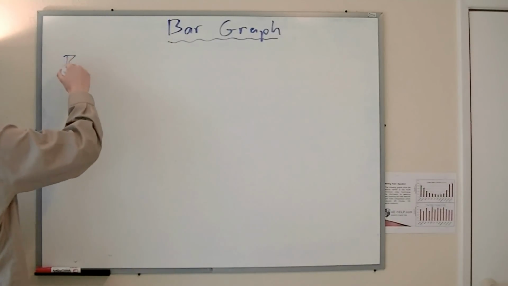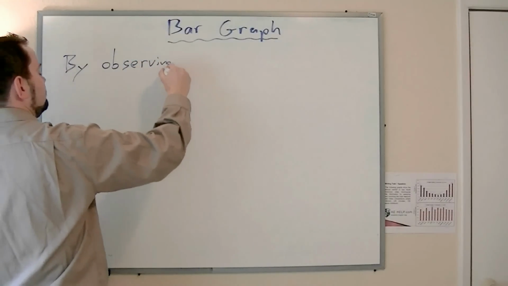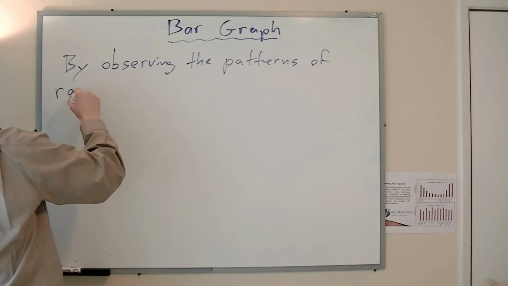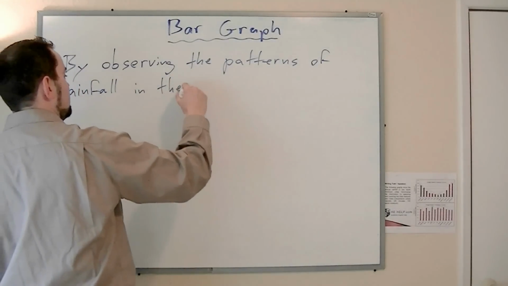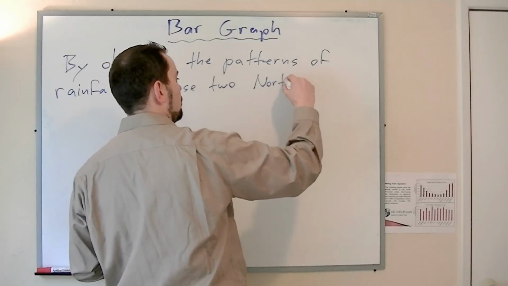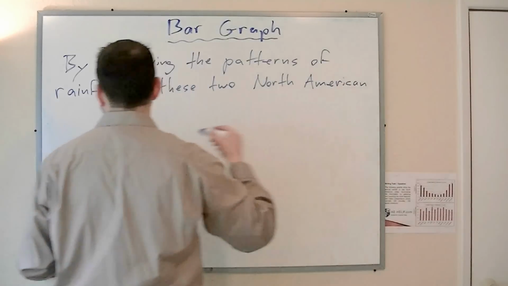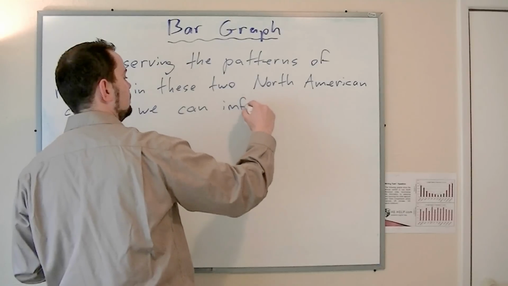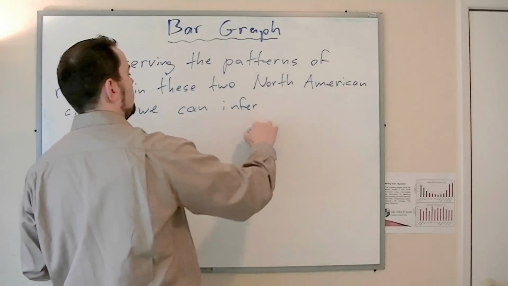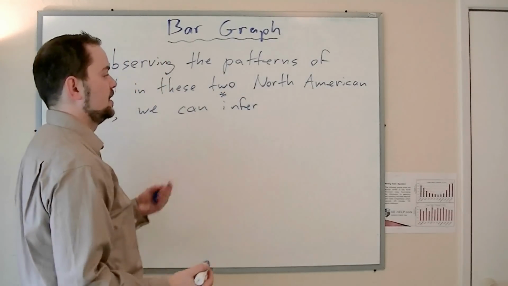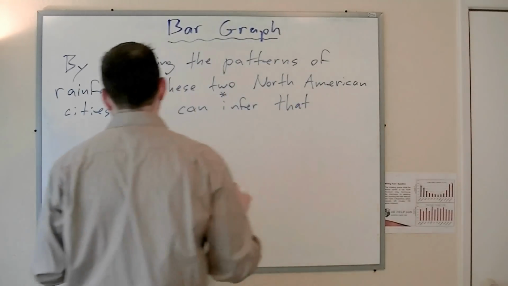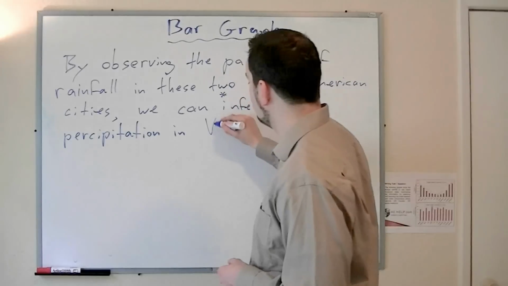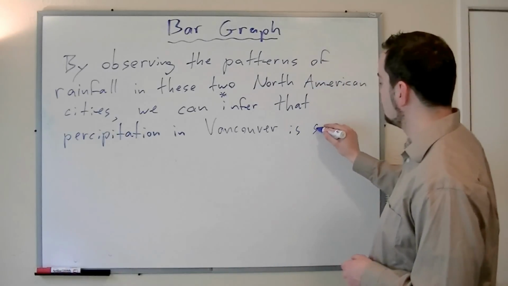So here's our conclusion. By observing the patterns of rainfall in these two North American cities, we can infer. Infer is an important word. It means educated, yes. We can infer that precipitation in Vancouver is seasonal.